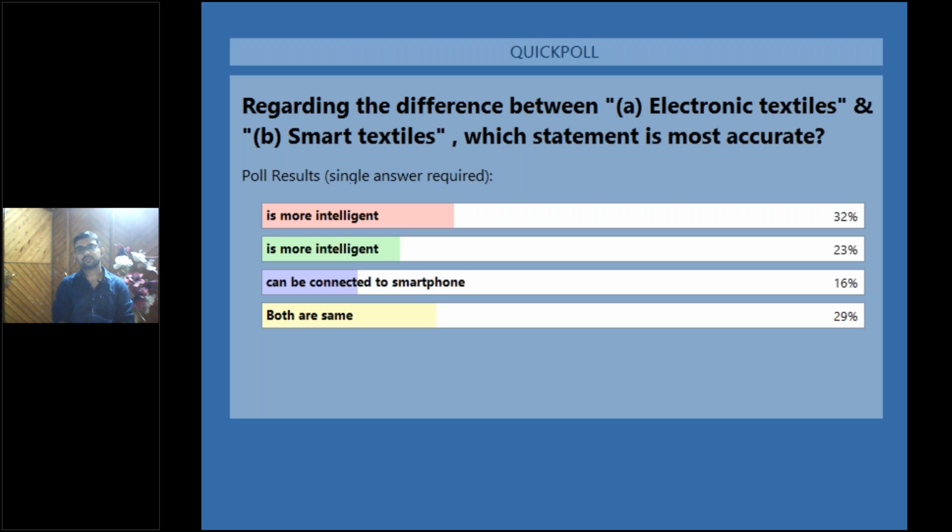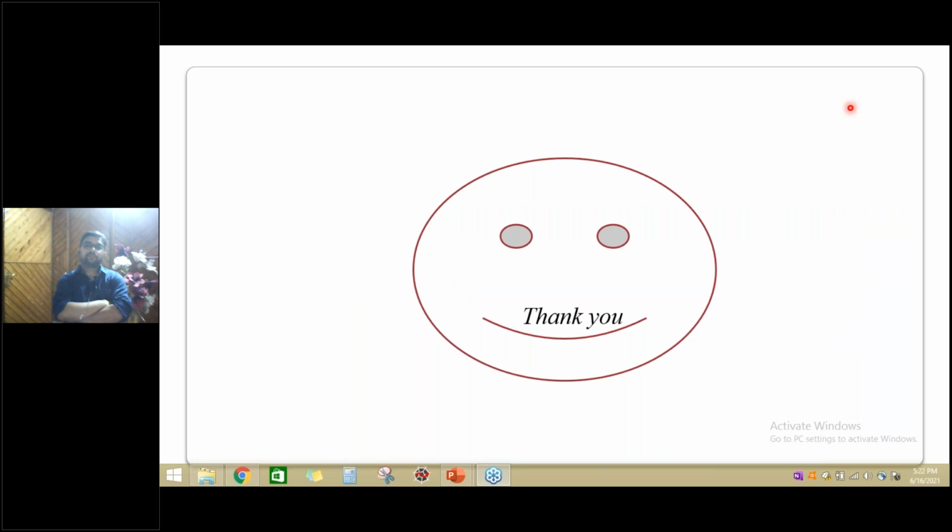Actually, in the A part it is written 'is more intelligent' only, and in the B part also 'is more intelligent'. So in your view, the A part must be 'is much more intelligent', right? Much more intelligent. Yes, exactly. Okay. So I'm hiding this result, and I'll see if any question is there.